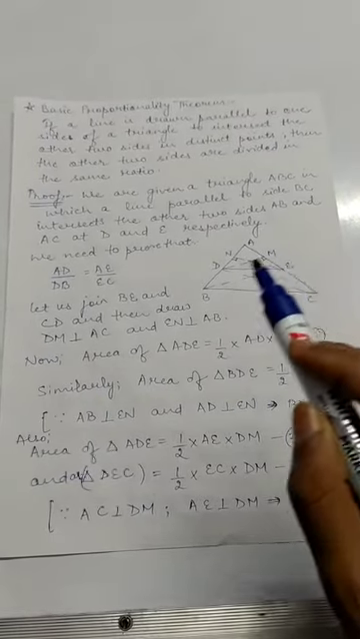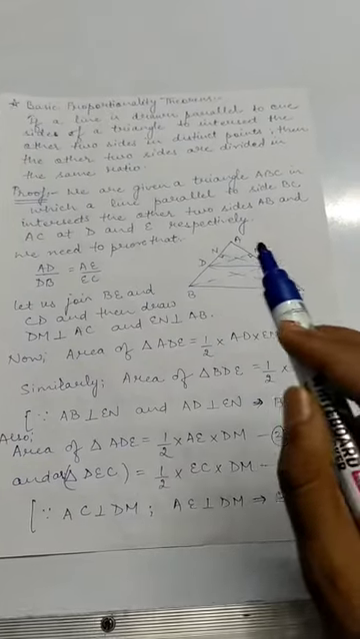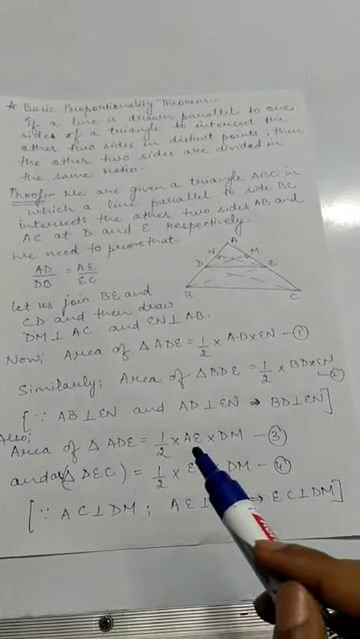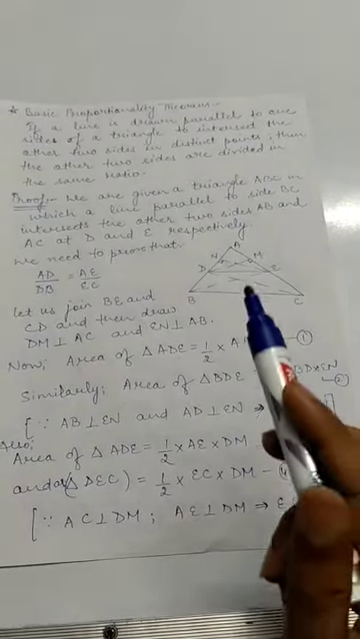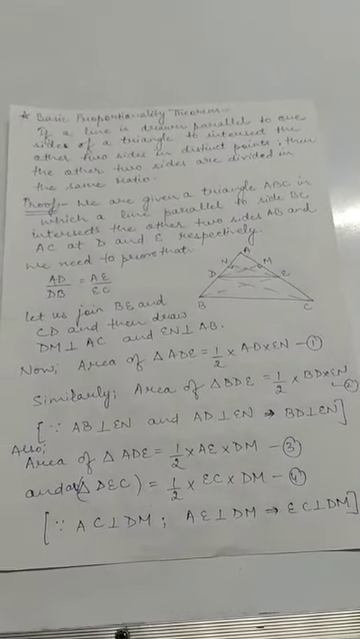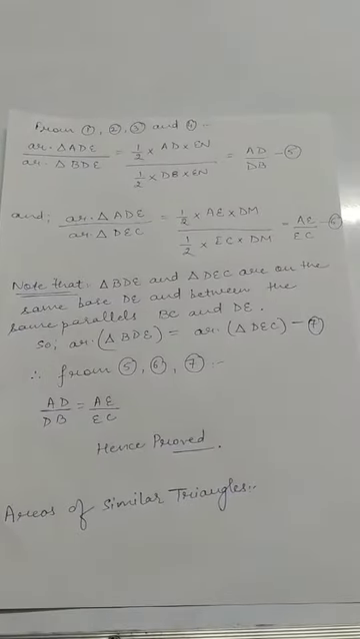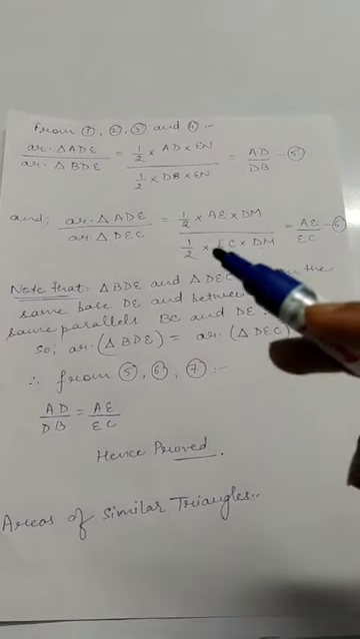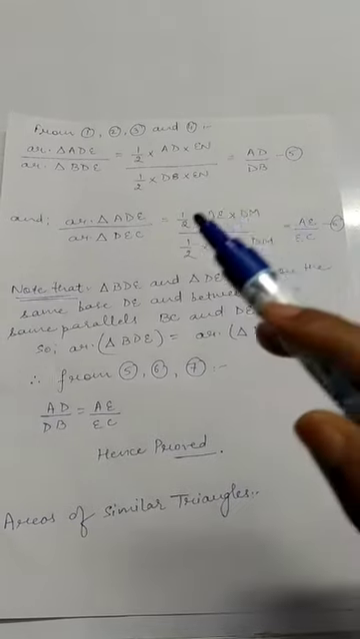Similarly, again taking the triangle ADE and base AE, we have perpendicular DM, so it is half into AE into DM. Again in triangle DEC it is half into EC into DM. From these four triangles, dividing the first and second and third and fourth, we get AD upon DB and AE upon EC.